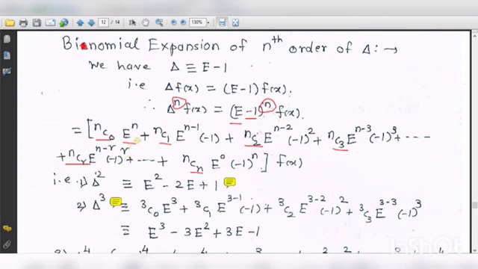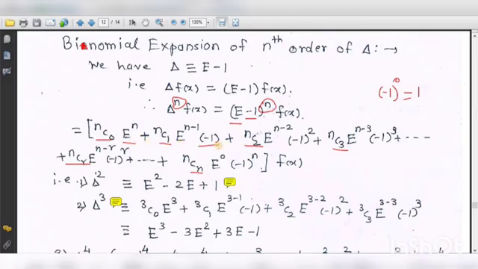In the first term, there is no term of minus 1, because the power of minus 1 is 0 here. That is, in the first term, E raised to n into (minus 1) raised to 0. But everything raised to 0 is 1, so no need to write it down, and I have not given it. But from the second term, the power of minus 1 goes on increasing: in the next term, it is 1.